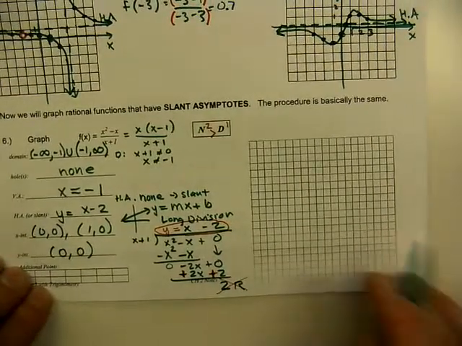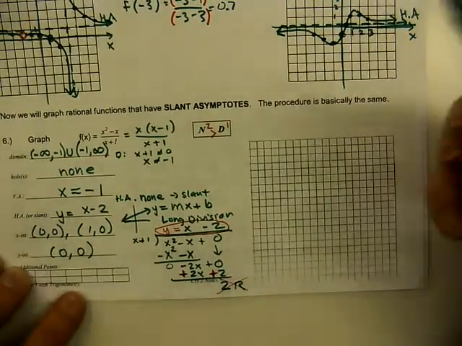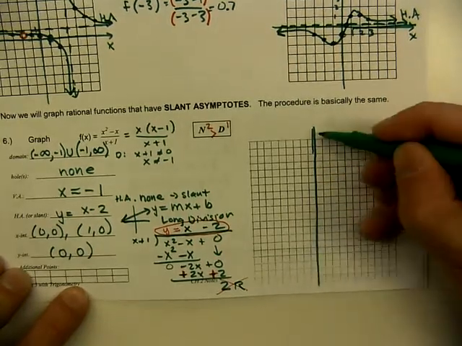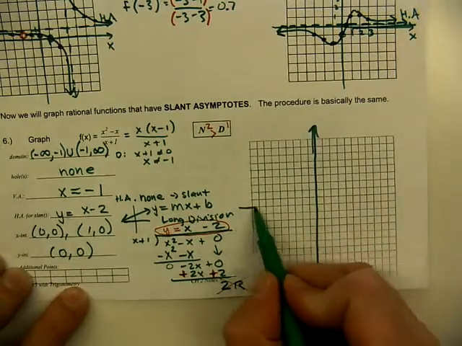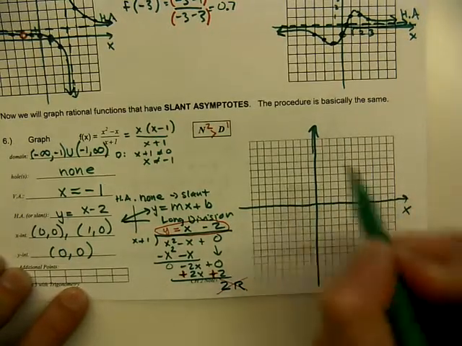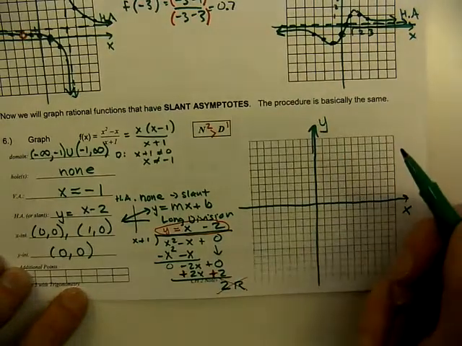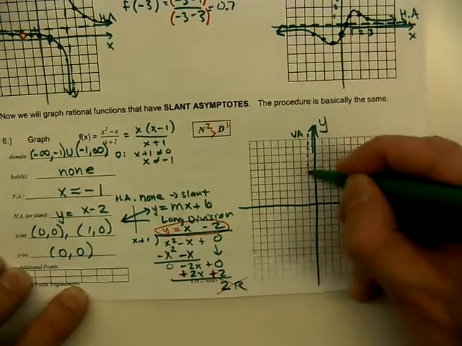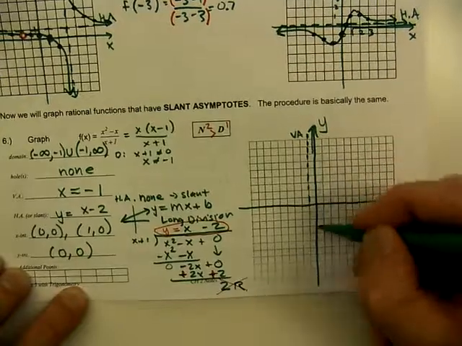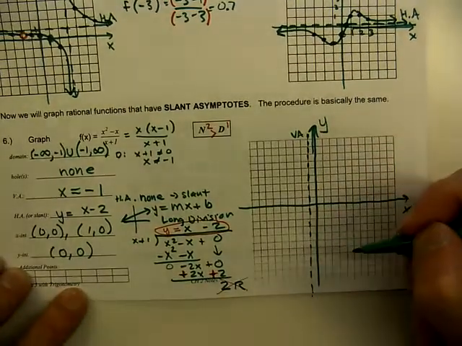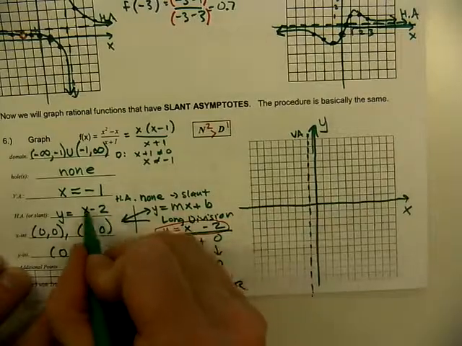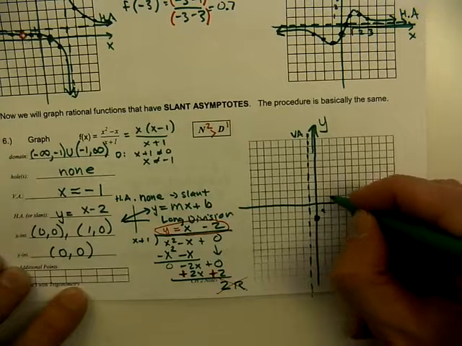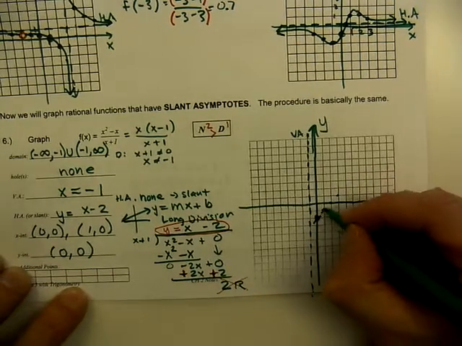So let's go ahead and set up our graph. Again, we can use a scale of 1s. The vertical asymptote at -1. And our slanted asymptote has a y-intercept of -2, and then a slope of +1. So up one to the right one, up one to the right one, and continue that pattern in both directions.